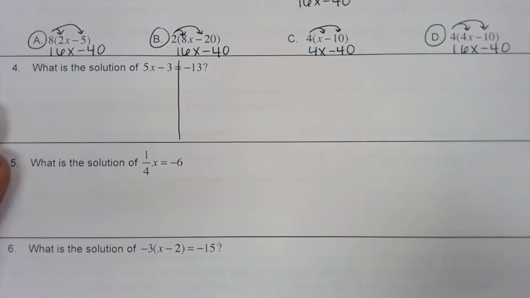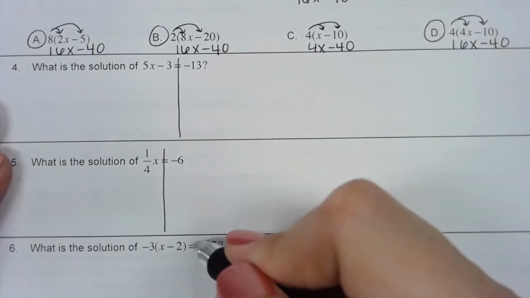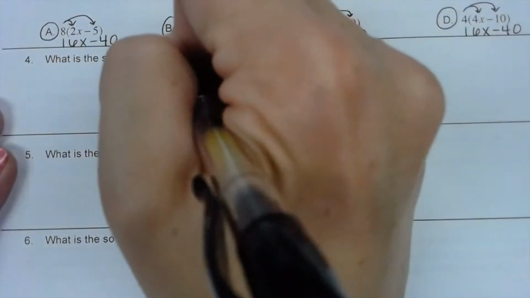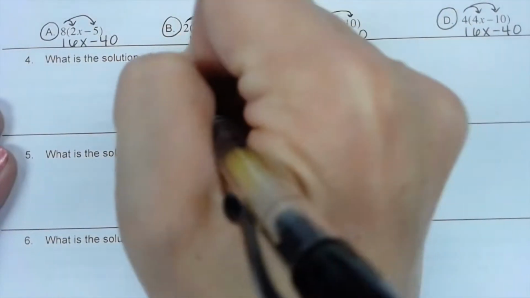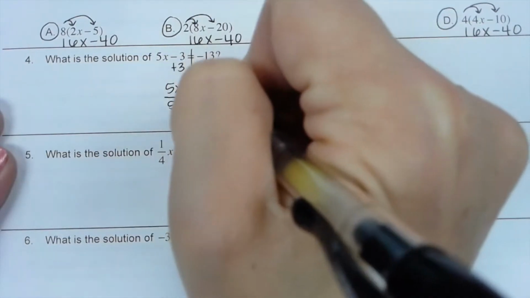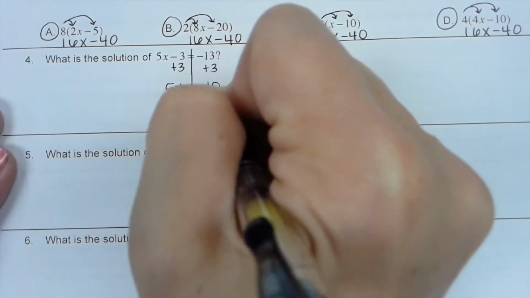Question number 4, it says, what is the solution? Question number 5, it says, what is the solution? And then later on question number 6, it also says, what is the solution? So I'm going to be solving on these. On 4, I'll add the 3 to both sides. And then to finish, I'll divide both sides by 5. So for this one, I'll get x is equal to -2.